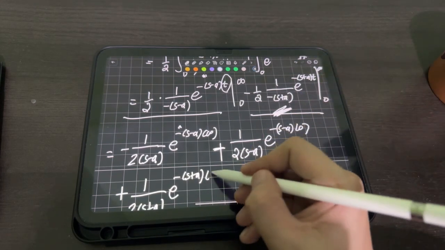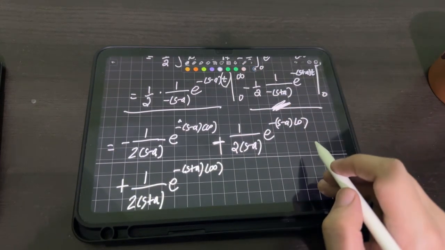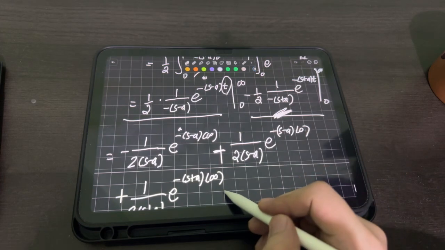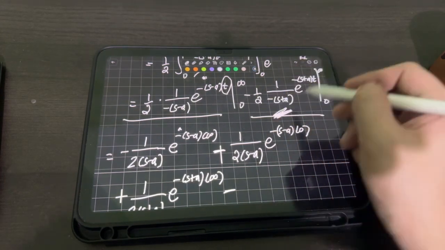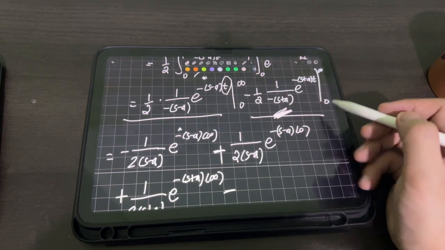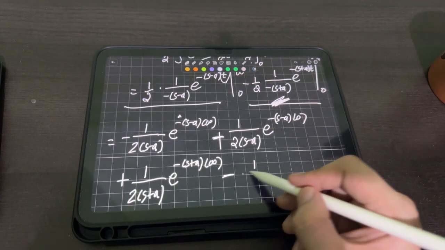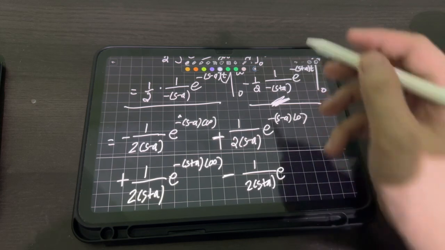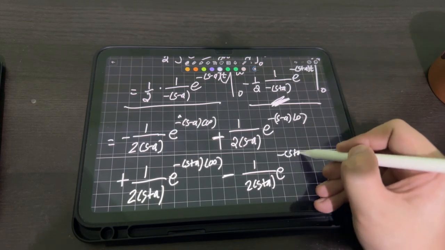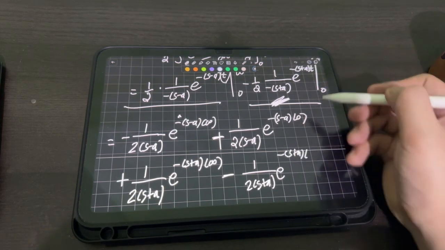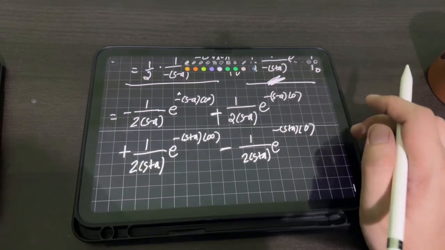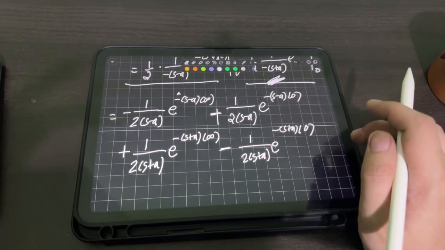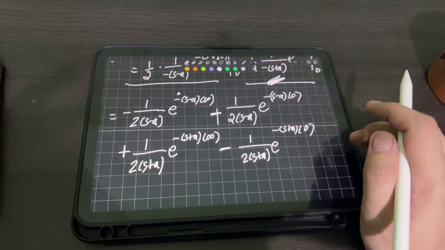Positive 1 over 2 times quantity s plus a e to the negative s plus a times t. Replace t with positive infinity. And then minus this expression evaluated at the lower limit 0. So we will have minus 1 over 2 times s plus a e to the negative quantity s plus a t, replaced with 0.